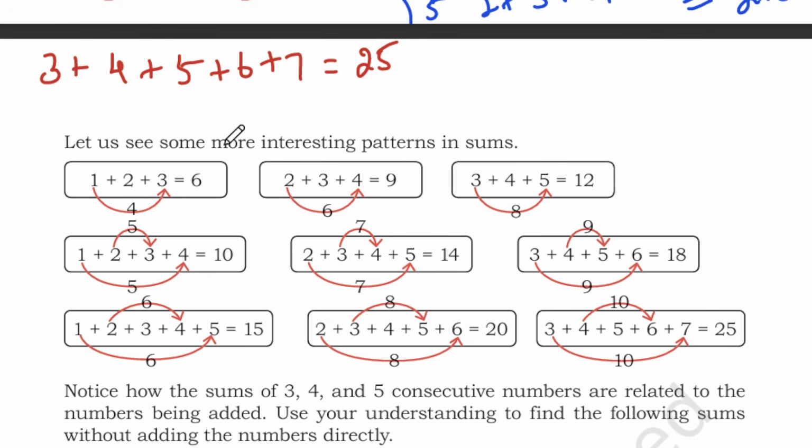Okay, so I will take blue. It's already in blue. So we have 1, 2, 3. So 1 plus 2 is 3. 3 plus 3, we are getting number 6.